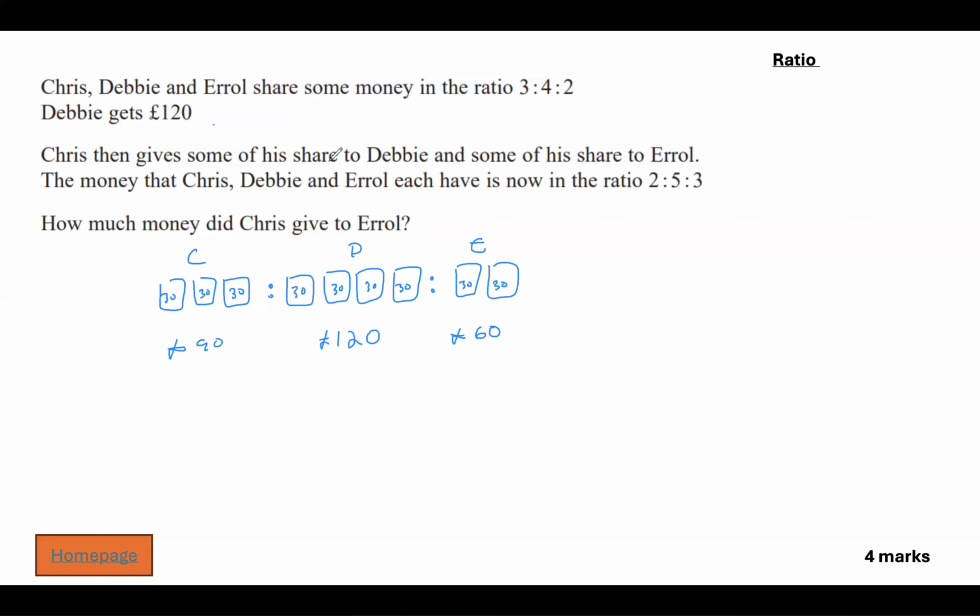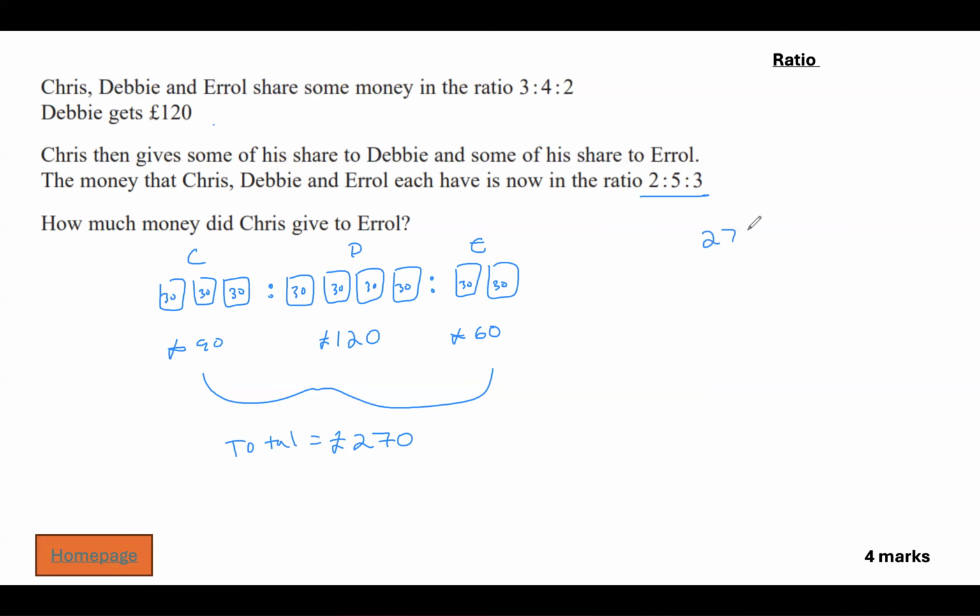It says Chris gives some of his share to Debbie and some of his share to Errol. The money that Chris and Debbie and Errol each have is now in this following ratio. So in essence, the total amount of money has not changed. It's just Chris was a little bit generous and he gave some of his money to Debbie and Errol. So if we add these up, 120 plus 60 plus 90 gives us a total of 270. Now we need to divide 270 in the new ratio.